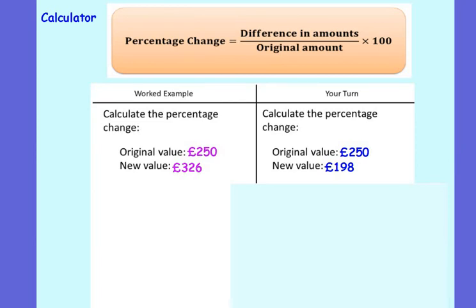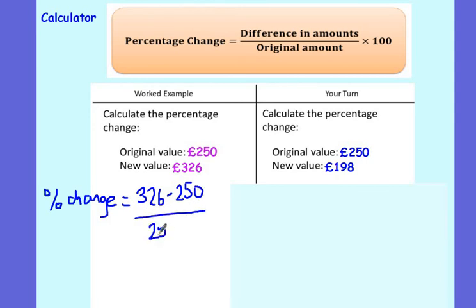Okay, I'm going to do an example and then you're going to do an example. So I've got the percentage change when the original value was 250 and the new value is 326, and I've been asked to find the percentage change. Let's use my formula. The difference in amounts this time is 326 take away 250. My original value is 250. I then need to multiply that by 100.